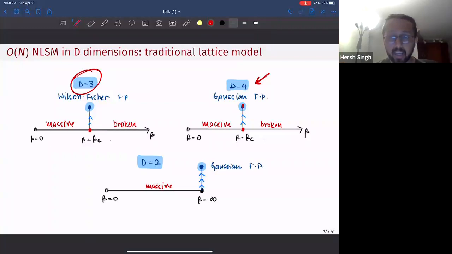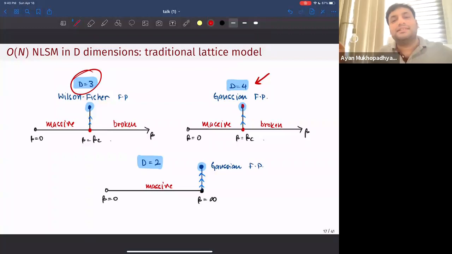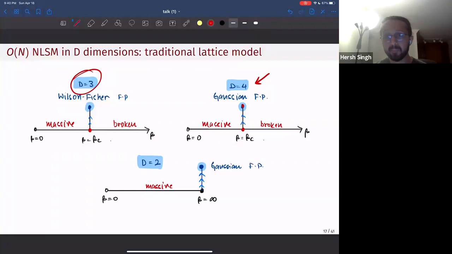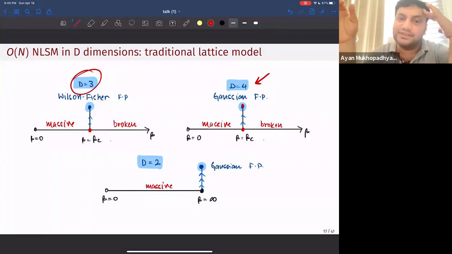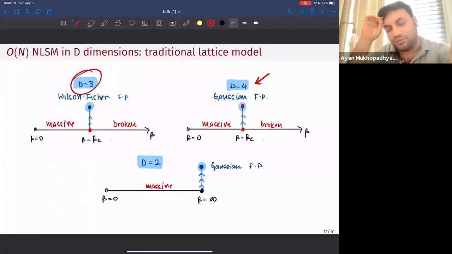I guess, maybe I need slight clarification on the question. I'm just saying that you're taking some kind of a continuum limit, right? When you are taking a continuum limit of the lattice model, you will land on the critical surface, but not necessarily on the fixed point. Is that what you're trying to say?